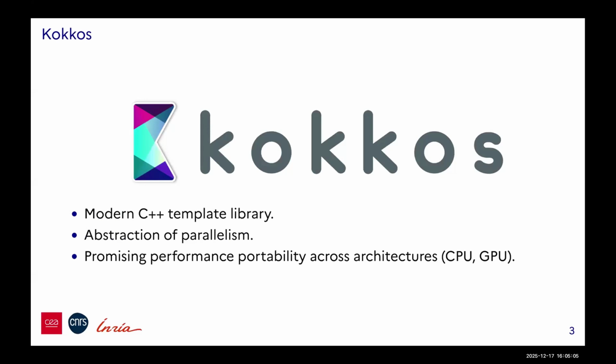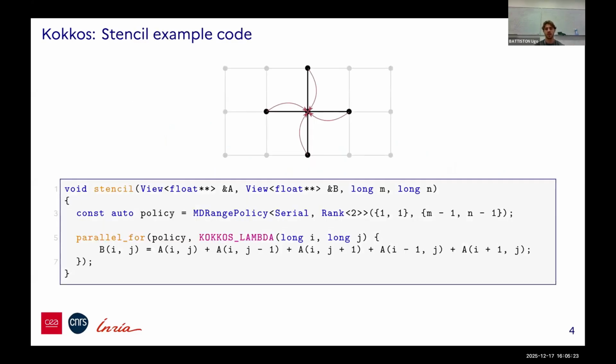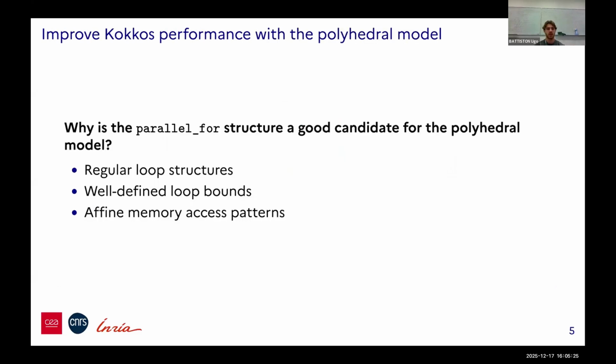So, Kokkos is a modern C++ template library. It allows the abstraction of parallelism, and it provides performance portability across different architectures, like CPU and GPU. There is an example, but I think I will skip it.